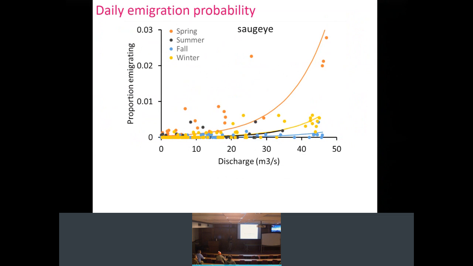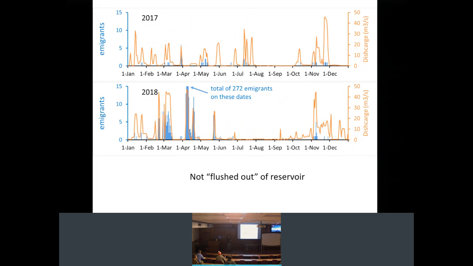Let me just go back to this for a minute. So discharge is part of the story. Clearly, date is part of the story. And so we developed some candidate models to compare to see where we got the most support from the data. We came up with the two top models in the system. The first involved discharge and season. And the other included discharge, season, and the discharge by season interaction.